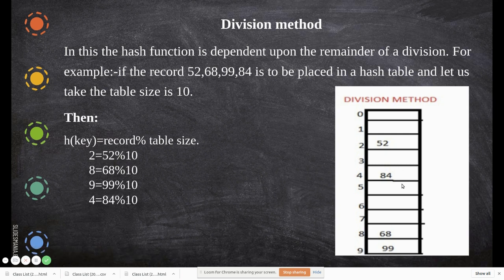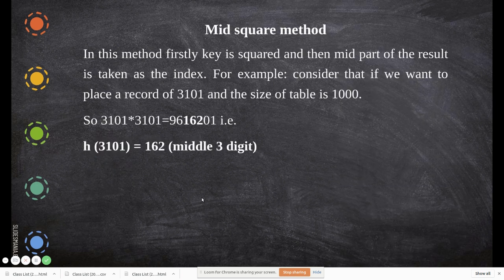Here again the same problem comes. Suppose I have another data, 74. Then 74 mod 10 is again 4, so it will try to store there. In that case, we will be storing it in the next location. We will see that later. First we will see what the methods are, then we will see how to handle a collision.